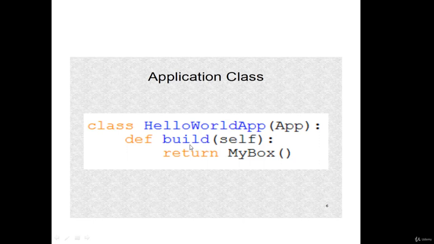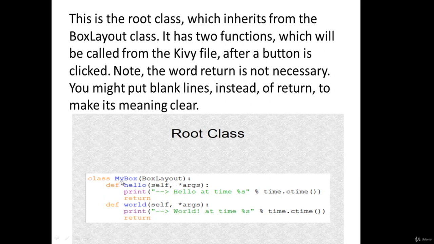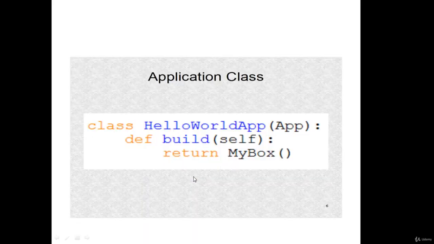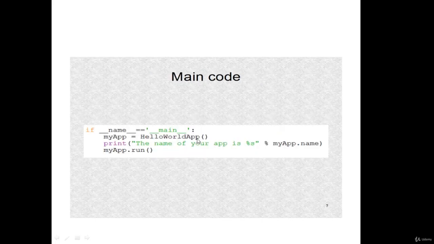The build method will create the tree. Basically the tree will be created by using this method, which will have the root node, which is your my box or box layout over here, and the children will be all the widgets, which can be a button, text, or whatever. So this is a really important method, and we will use this method all the time when making a Kivy application. So next is our main code.